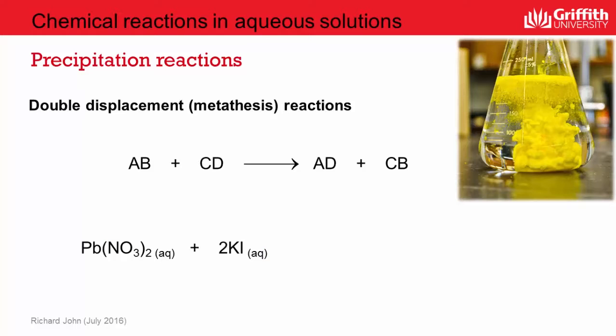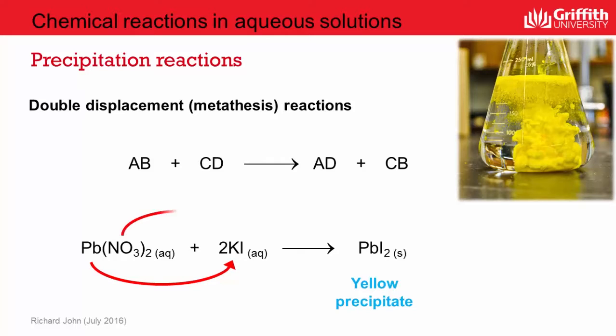The example shown in the picture here and in other videos in this series is a mixture of a lead nitrate solution with a potassium iodide solution. In effect, the lead displaces the potassium from the potassium iodide to form lead(II) iodide, which is the yellow precipitate that is formed, and at the same time the nitrate ion displaces the iodide ion from the potassium iodide to form the potassium nitrate aqueous solution.